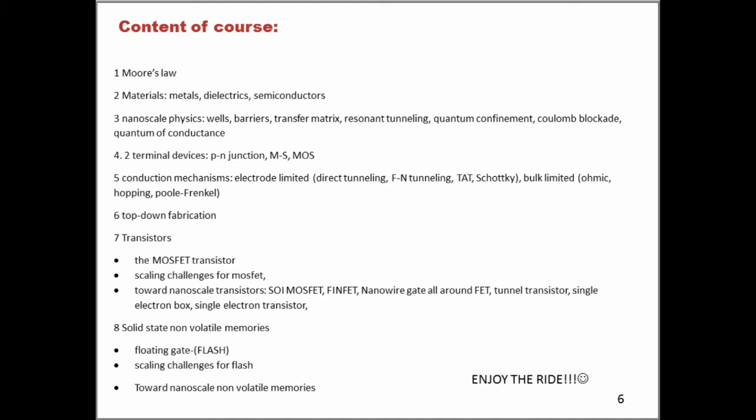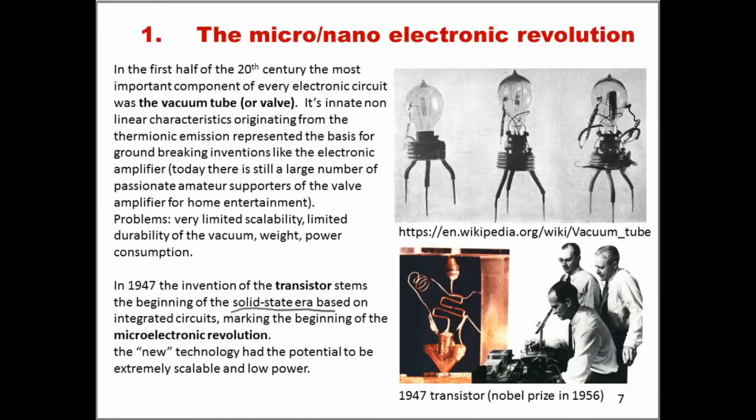Chapter 6 is a very brief look at how fabrication of this sort of devices is made. And chapters 7 and 8 are two big chapters that deal with the devices that we mentioned before, so transistors and solid-state non-volatile memories. So we will have a look at them in depth. We'll spend quite some time on these two chapters, as you will see. Let's start now with chapter 1, where we will discuss in detail what we mean by the micro-nano electronic revolution.